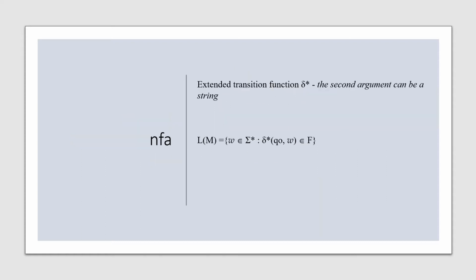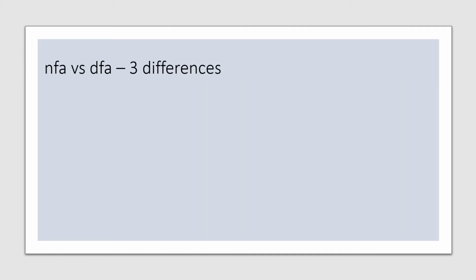All right, so in an NFA, there's also the extended transition function, where the second argument to the transition function, instead of being just a single symbol, could be a whole string. And I'm about to show you an example that includes the extended transition function and also how a lambda jump works. So there are 3 differences between a DFA and the NFA.